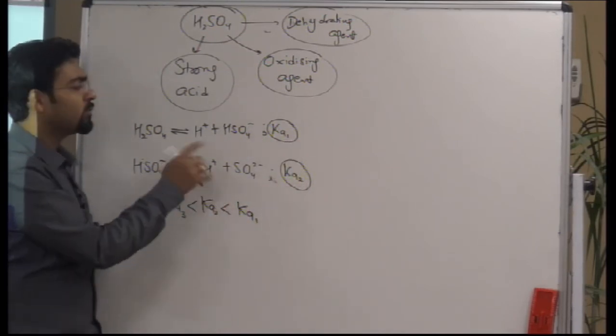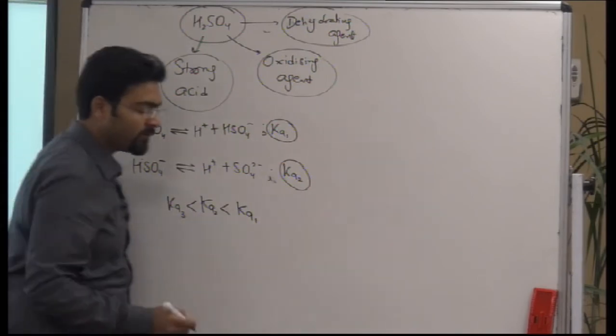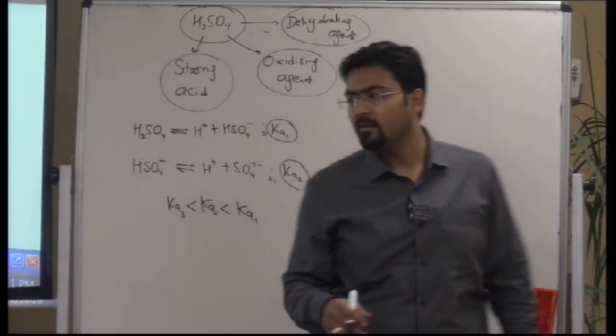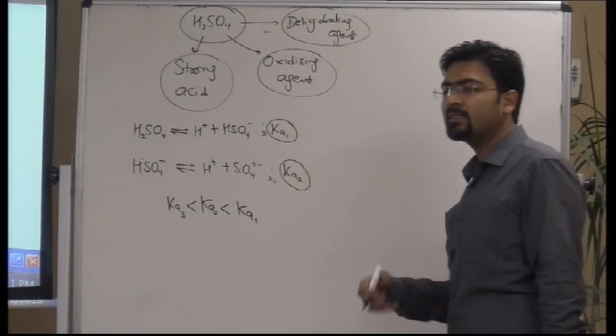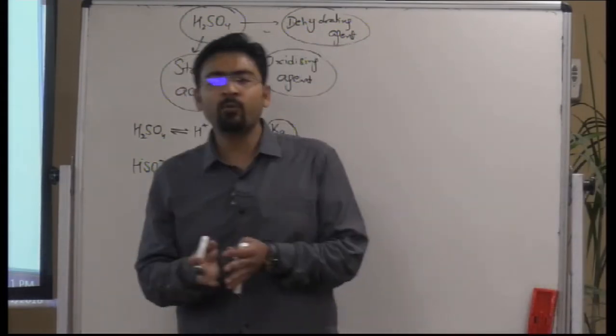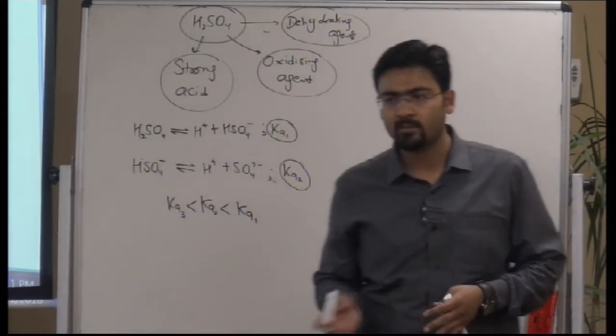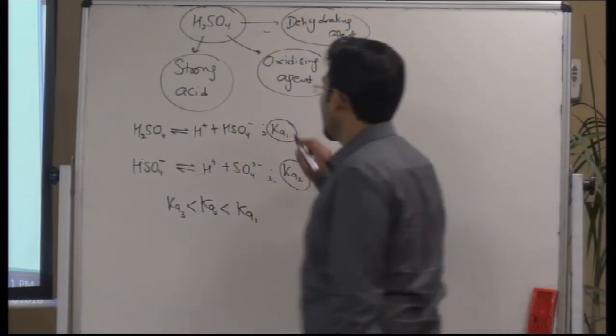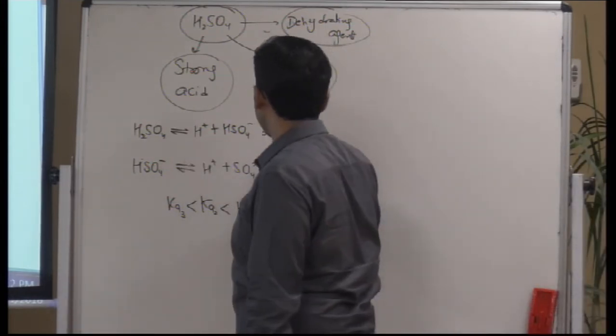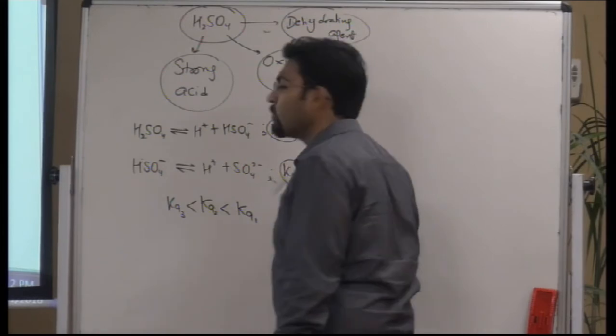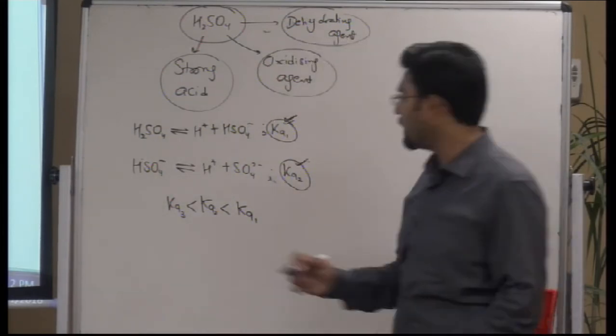So this is a question which usually comes. Why is the first ionization constant of sulfuric acid more than the second ionization constant of sulfuric acid? The same question can be extended to any polybasic acid. Because of the high value of Ka1 and then Ka2 also, or the cumulative multiplication of the two.